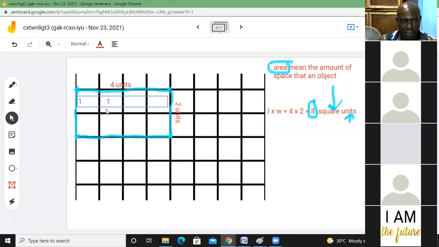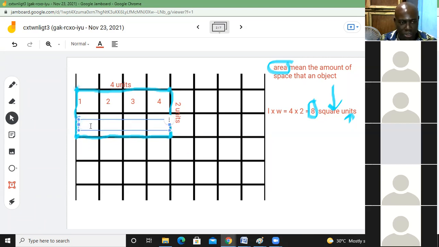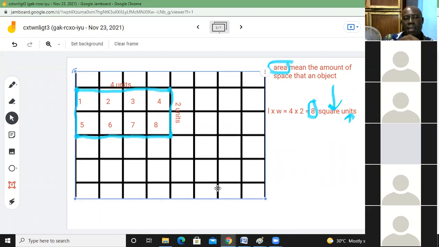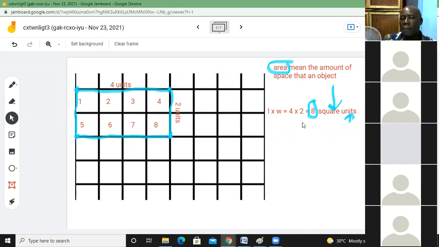1, 2, 3, 4, 5, 6, 7, 8. Is this a coincidence that we work out the area based on what you learned in terms of a formula, and you got 8? But when we count the number of square boxes in that same shape, we really got 8. 8 squares, true or false? True, sir.